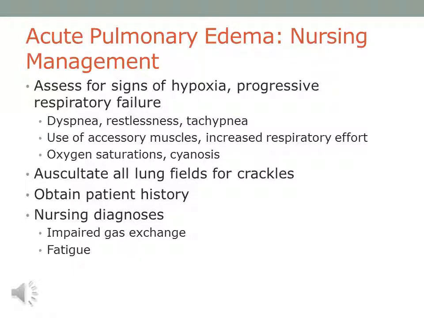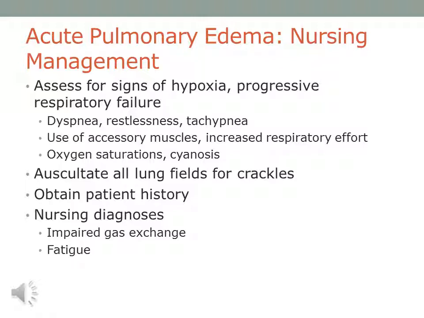So looking back at the management we just talked about, let's talk about what the nurse's management is going to be. We're going to watch for those signs and symptoms of hypoxia and progressive respiratory failure. And we talked about shortness of breath, changes in mental status like restlessness, tachypnea, increased breathing so the body can get more air in so it can get more oxygen in. You're going to see the patient using accessory muscles and have an increased respiratory effort. The lungs, in essence, are being squeezed with that fluid and filling up with fluid, so it's going to be very difficult for the patient to breathe. We're going to see oxygen saturations that are going down. We're going to see cyanosis.